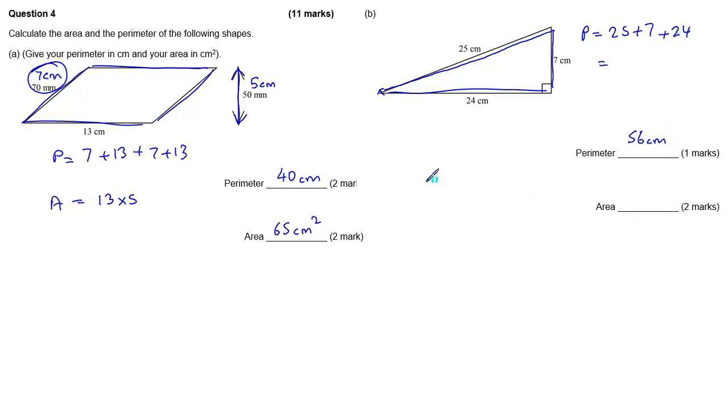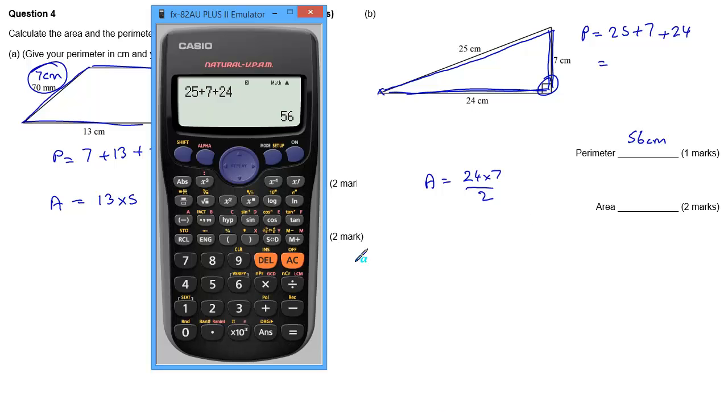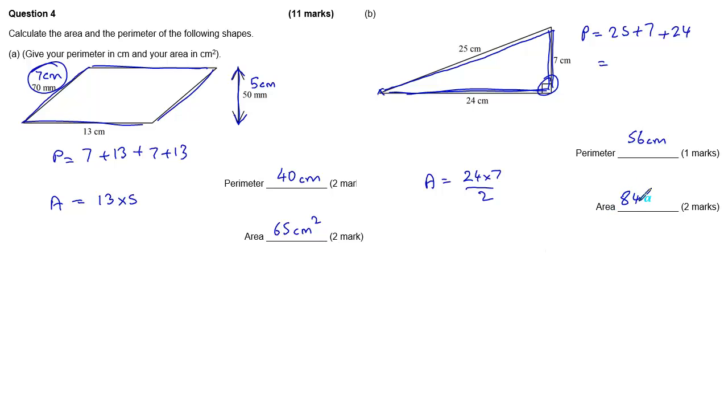The area for a triangle is the base times the height divided by 2. Well, we've got a right angle here, so the 24 is the base, the 7 is the height, so that's 24 times 7 over 2. So 24 times 7, and let's divide that by 2, and that gives us 84 centimetres squared.